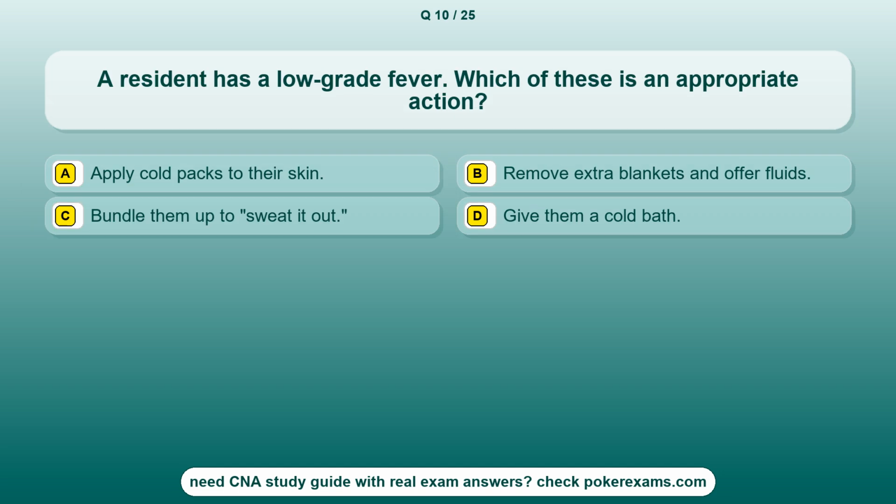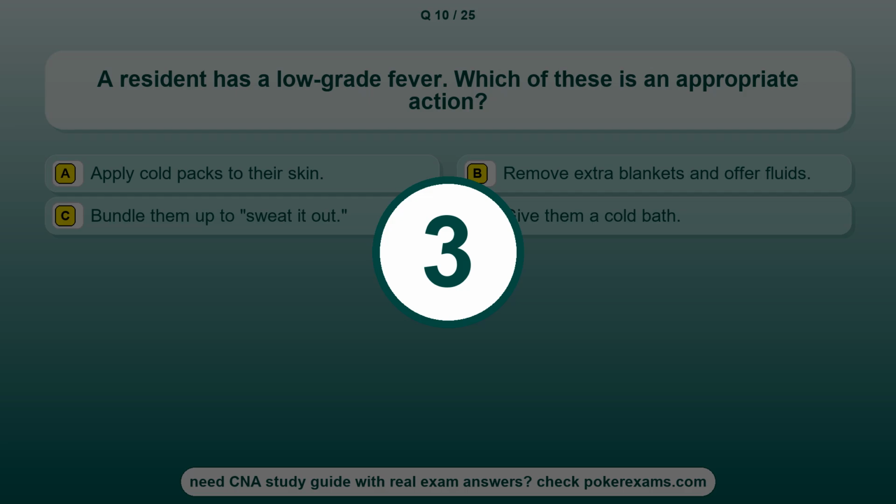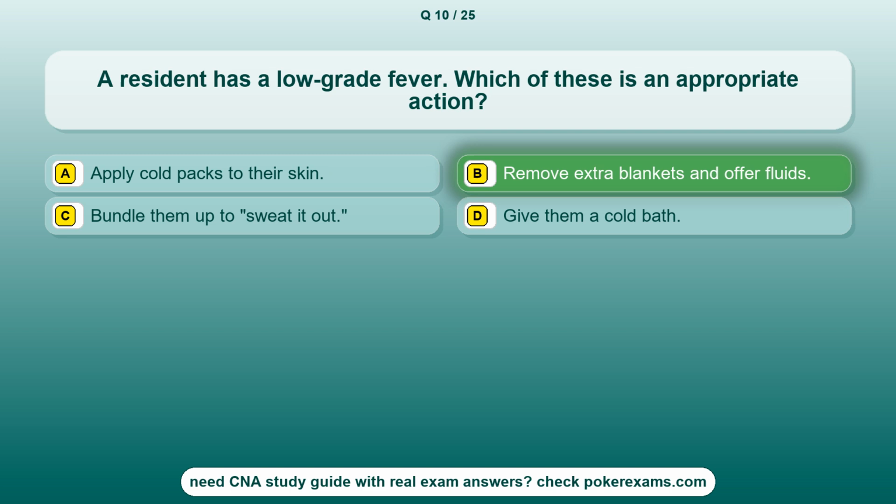Question 10. A resident has a low-grade fever. Which of these is an appropriate action? Option A, apply cold packs to their skin. Option B, remove extra blankets and offer fluids. Option C, bundle them up to sweat it out. Option D, give them a cold bath. The correct answer is option B, remove extra blankets and offer fluids.